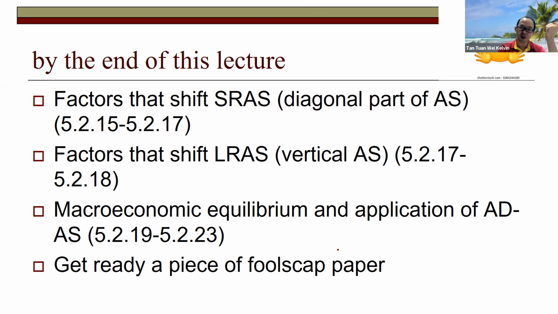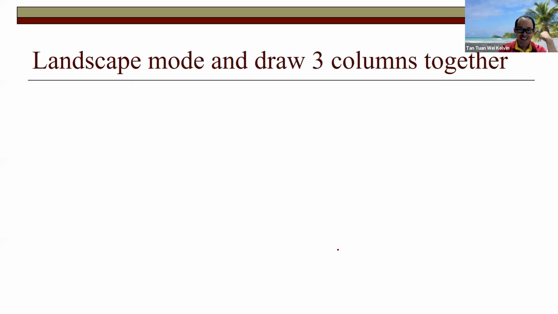So can I encourage all of you, as we are going through this lesson, always have some foolscap paper with you. I would like all of you to get ready a piece of foolscap paper now. Okay, what I want you all to do is this: as I'm going through the lesson, I want you to put the foolscap paper in landscape mode and draw three columns. Okay, I often do this in all my classes. So can I get all of you to do that? Take out a piece of paper. Okay, put the foolscap paper in landscape mode and let us draw three columns together.